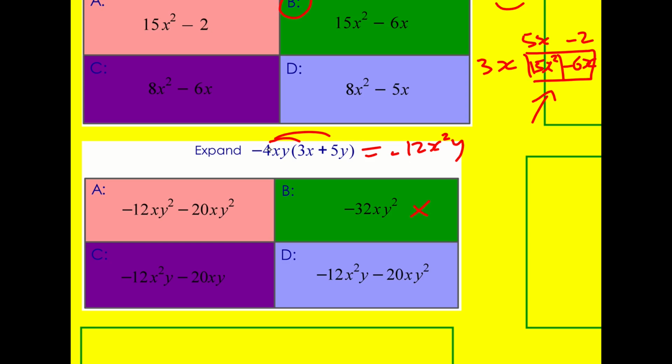Then it's going to be minus 4xy times 5y. So that's going to be minus 20, because minus 4 times 5, xy squared. So that's going to leave me with, is it this one or is it this one? We just have to be a bit careful. I had an x squared in the first term, so it's going to be D.